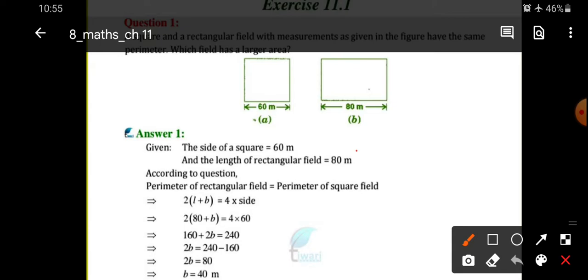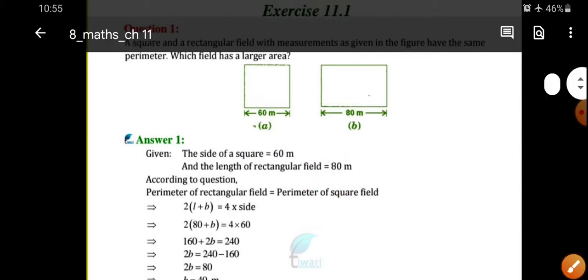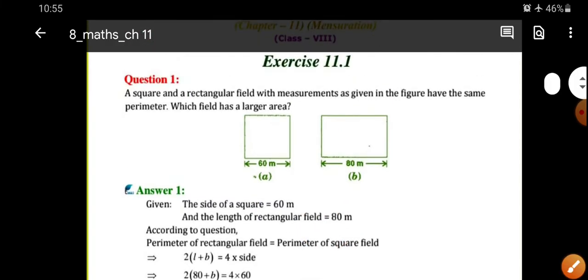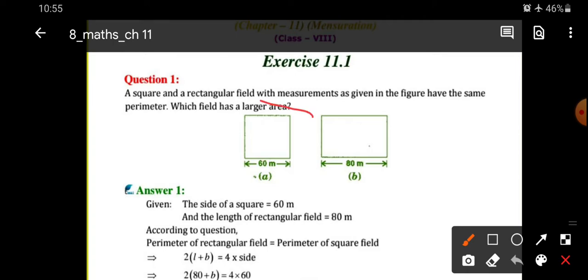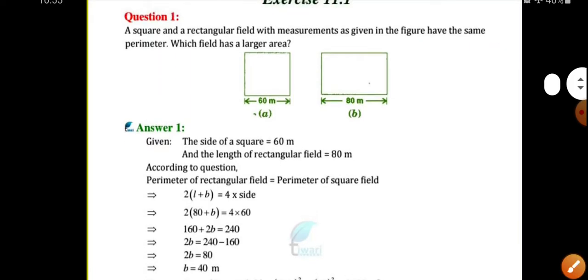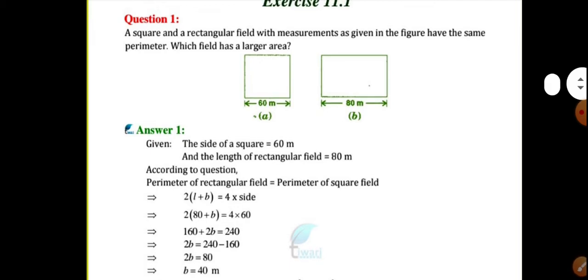The measurements are also given. The side of the square is 60 meter and the length of the rectangular field is 80 meter. Now one condition is given. How can you find out the area? For that, one condition is given in the question: they have the same perimeter. It means the perimeter of the square and the rectangle are the same, so you can compare them.